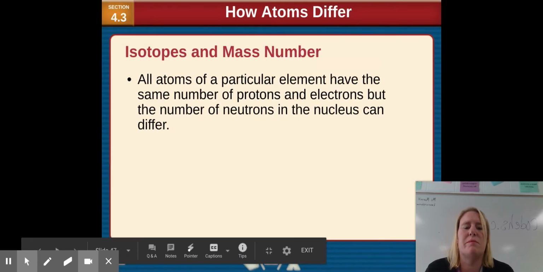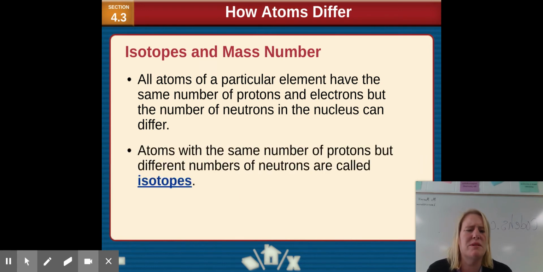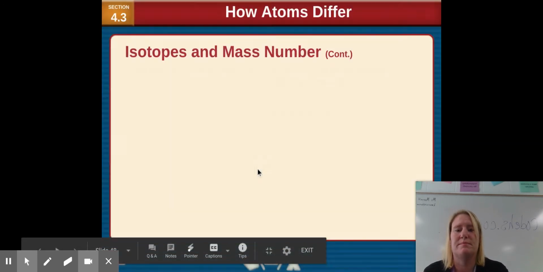All atoms of a particular element have the same number of protons and essentially electrons, but the number of neutrons in the nucleus can differ. So atoms with the same number of protons but different numbers of neutrons are called isotopes. And we'll be talking about those a lot. So make sure you remember what exactly an isotope is. And again, that just means that there are different numbers of neutrons.